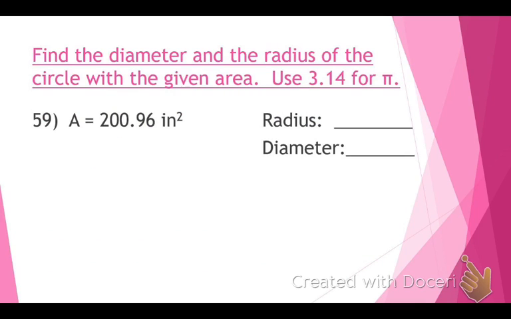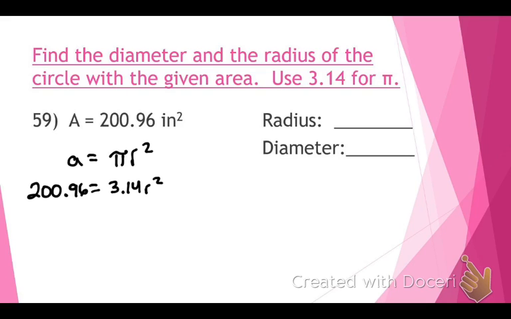It says, find the diameter and the radius of the circle with the given area. Use 3.14 for pi. Because we see it says area there, and we know that we're dealing with a circle, what is the formula for area of a circle? A equals pi times r squared. All right, Carson wants to do it. What's the area? Area is 200.96 inches squared. What should I put for pi? 3.14. And we don't know our radius yet.